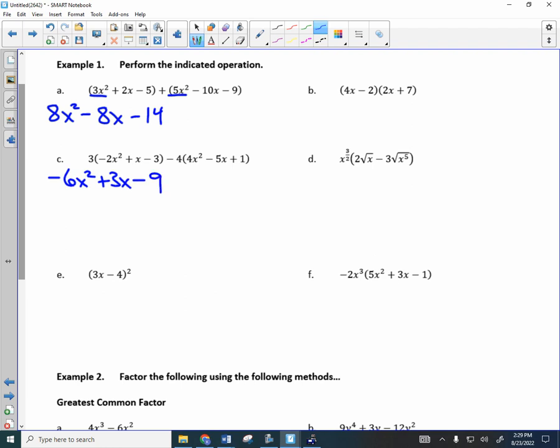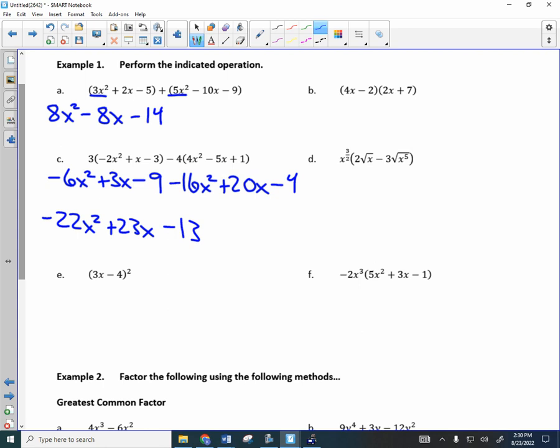Now, should you distribute positive 4 or negative 4? Yeah, just distribute the negative 4. If you have a subtraction sign in front of parentheses, you must distribute that. So I get a negative 16x squared plus 20x minus 4. Now what? Combine like terms, negative 22x squared plus 23x minus 13. Good.